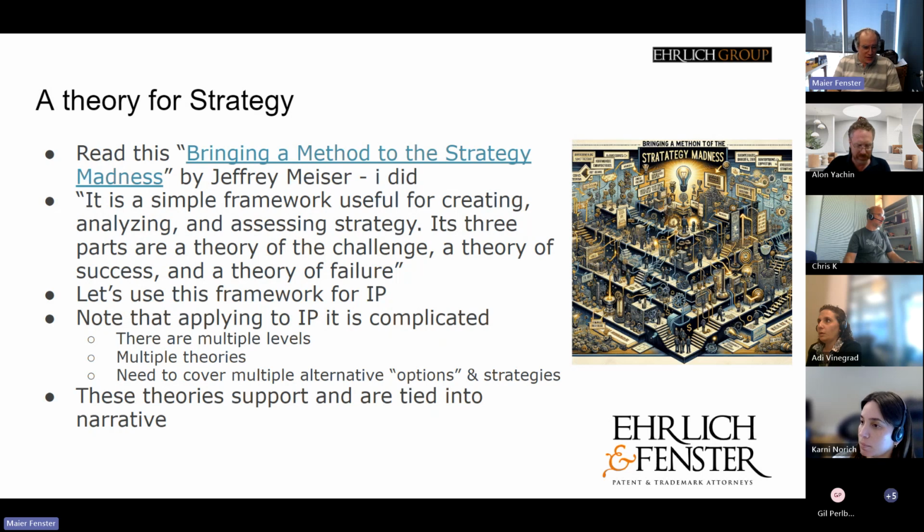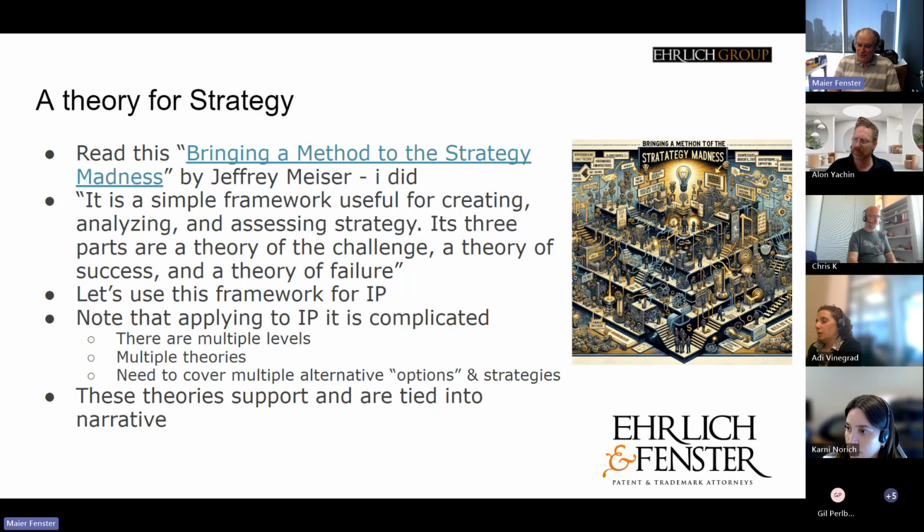What I'm going to do today is go through his paper briefly, and I think it's worthwhile reading. It's not very long. And then I'm going to show how I'm applying that framework for IP. Now, IP is more complicated than his paper because you have multiple levels. We'll talk about it. You have multiple theories, and you need to cover multiple options because IP is about possibilities.